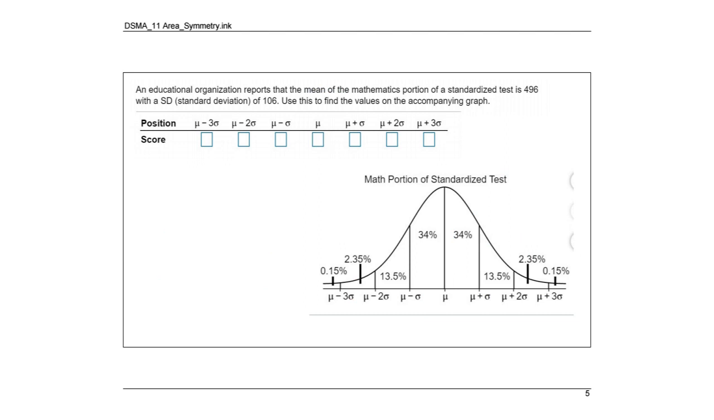Okay, last slide for DSMA 11. Now we've done this before, but we gotta get you used to these curves again because chapter 5 is gonna deal with these. So remember, we were always putting the mean in the middle. And so this problem says an educational organization reports that the mean of the mathematics portion of a standardized test is 496. So that's the mean. We're going to put that in the middle. And that means we would put it in the middle here as well.